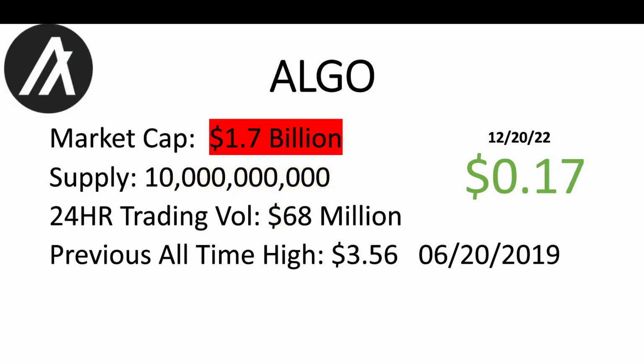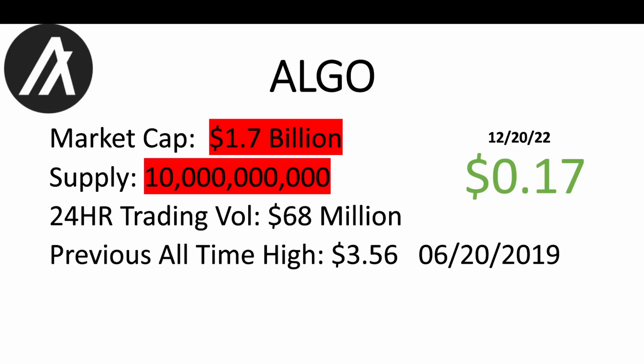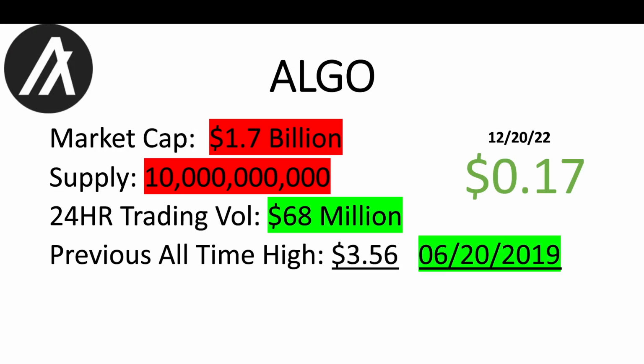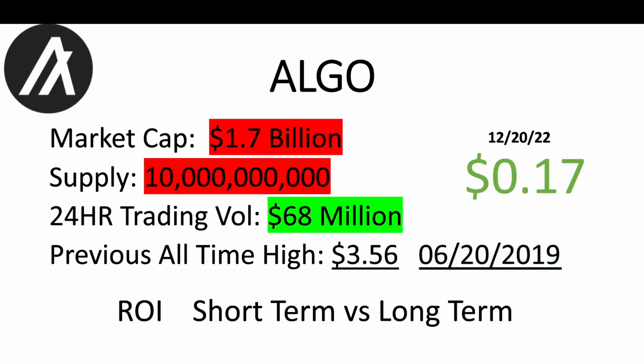Algo, 1.7 billion. Again, I put these in red because I'm looking at growth for not low cap, but mid to low caps. And already when you get into billions, it's not very low cap anymore, not even mid. So to apply 10 billion, again, I guess it's fine. Thinking of banks, 68 million, that's healthy. 3.56 in 2019, that's good. So return on investment, putting $1,000 just to go back to its all-time high of $3.56 would net you about 20,000. And long-term thinking, I think that would be $10. I put long-term for Algo would be 58.